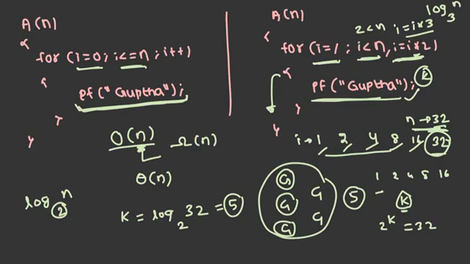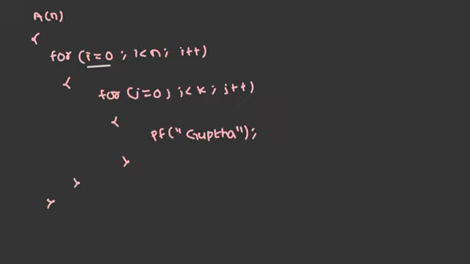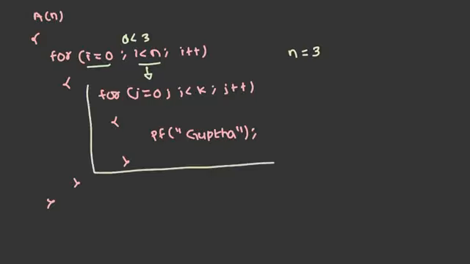Let's try to solve some more examples with time complexity. Consider this. Initially the value of I is 0. The condition will be verified. Let's say n is equivalent to 3. So 0 is less than 3. The condition is true. It enters the inside for loop. And this loop is completely nested inside the for loop. The value of j is 0 and it will be executed k number of times.